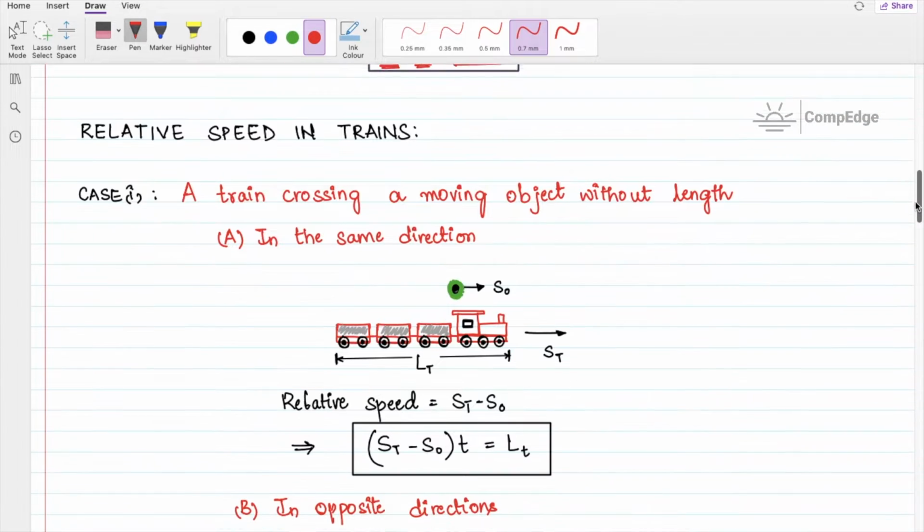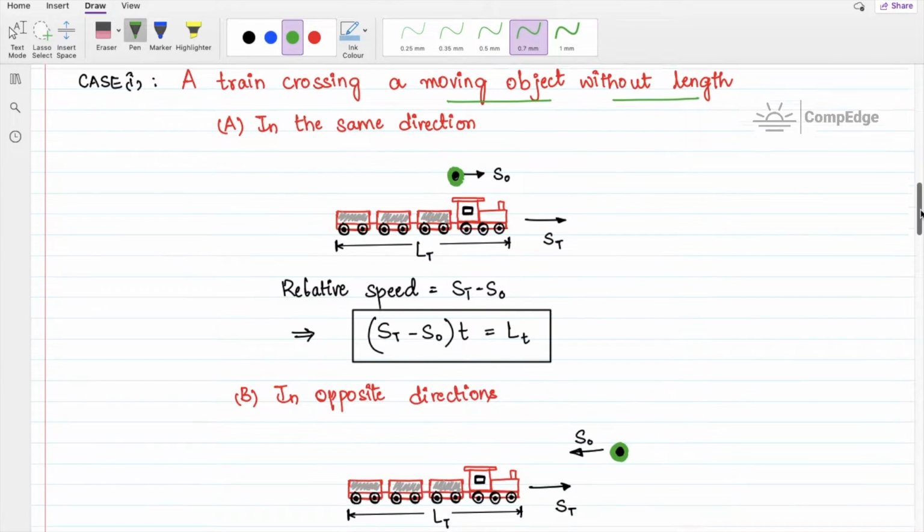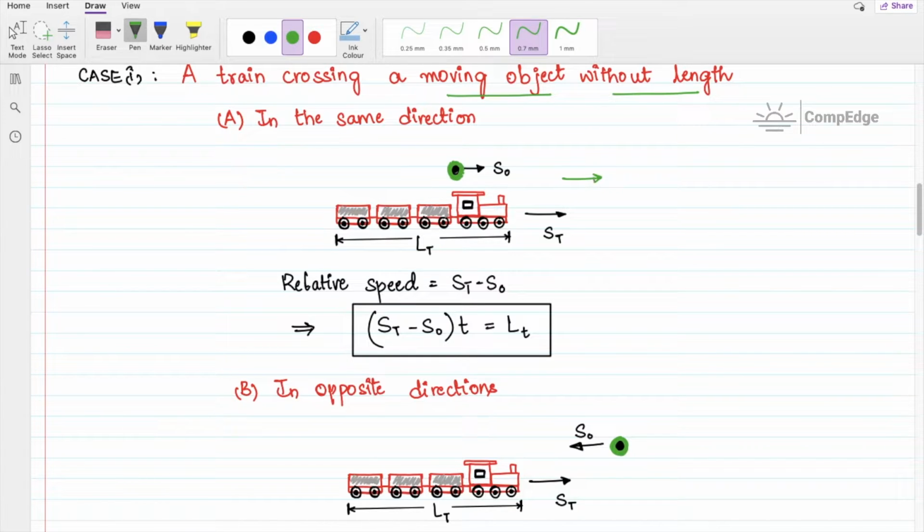Alright, now moving on to the next one, where we are going to speak about relative speed in trains. In relative speed in trains as well, we come across different cases. The first case is, suppose a train is crossing a moving object without a length. In the relative concept there will always be two cases, that is the object is moving in the same direction as the train and the object is moving in the opposite direction as the train.